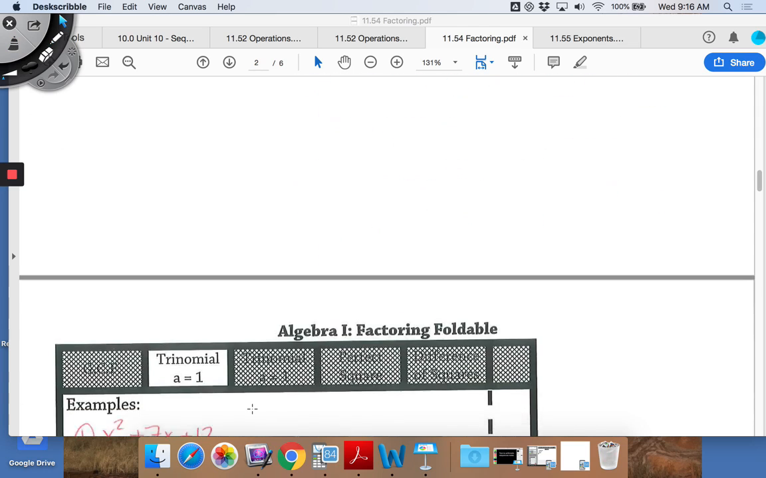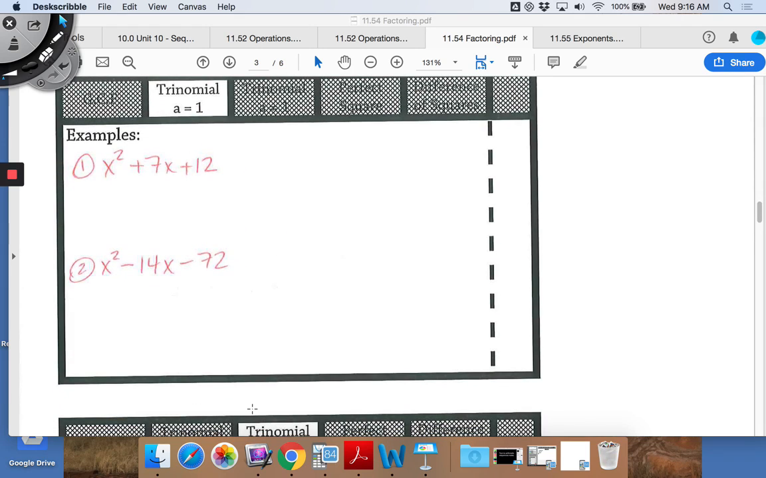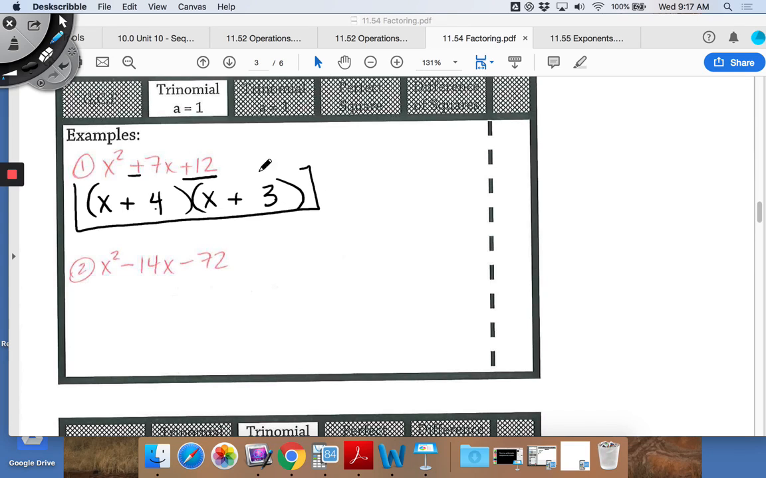So first example looks like this. X squared plus 7x plus 12. So I'm going to set up my factoring parentheses. And since there's no number in front, I know it's going to be x and x. So what two numbers multiply to make positive 12, that add to be positive 7? So when I see a positive and a positive, I know both of my factors are going to be positive. And so 4 times 3 makes 12, and 4 plus 3 makes 7. So that is my factored form.